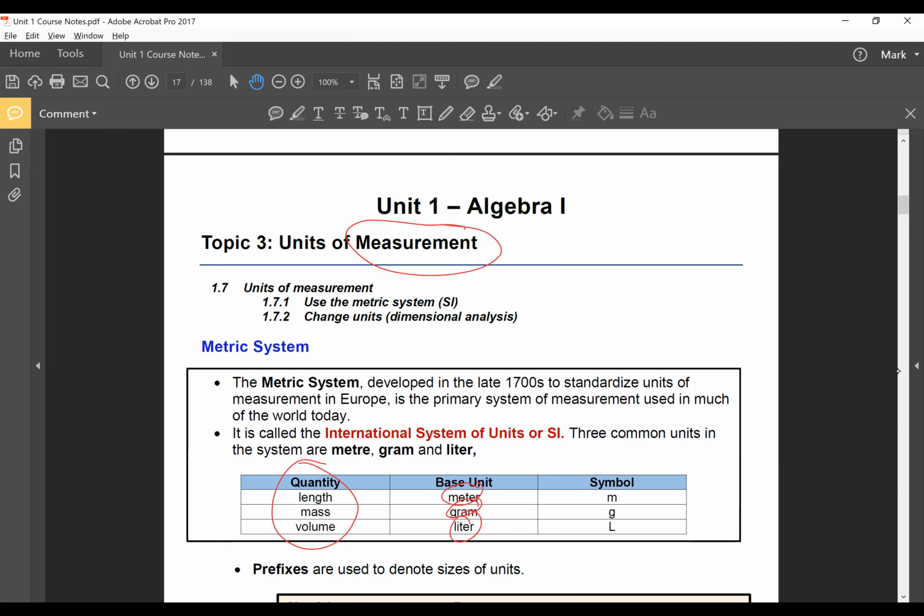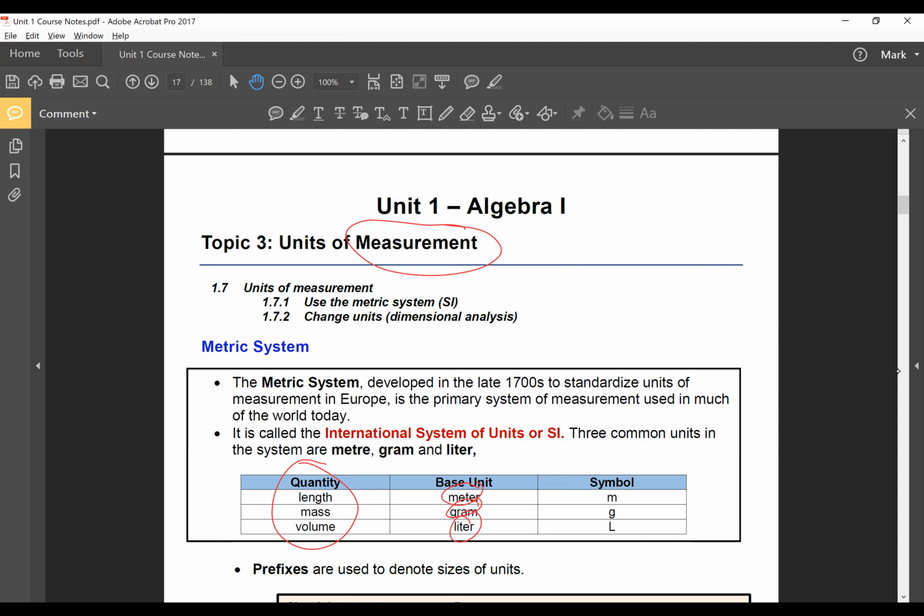Any of my students who cook or spend time in the kitchen would have used mass. It could be grams or ounces, and volume, which could be liters, milliliters, cups, also ounces. There's a weight ounce and then a fluid ounce. So we'll talk about all of these things.